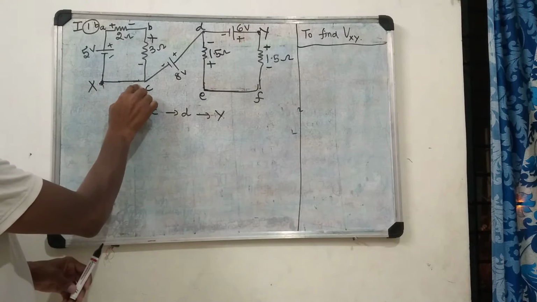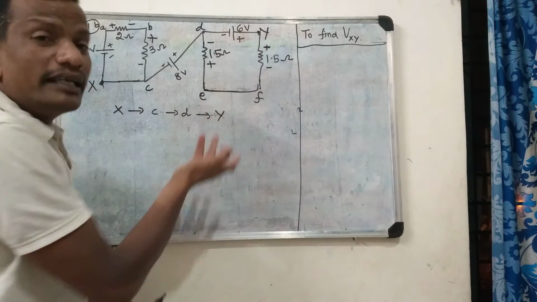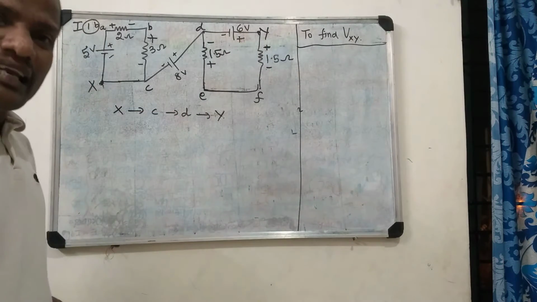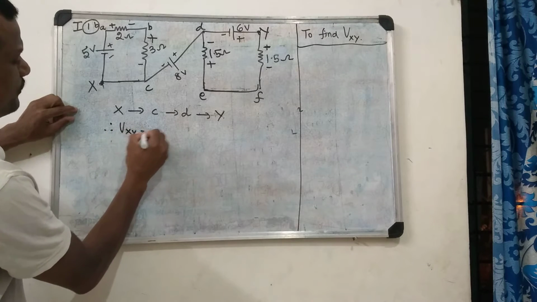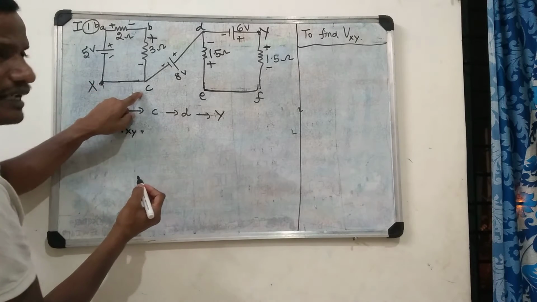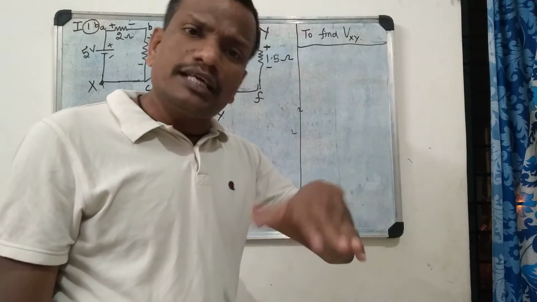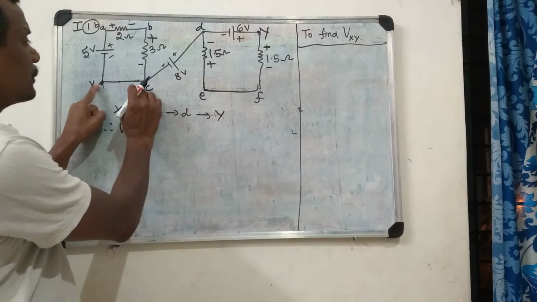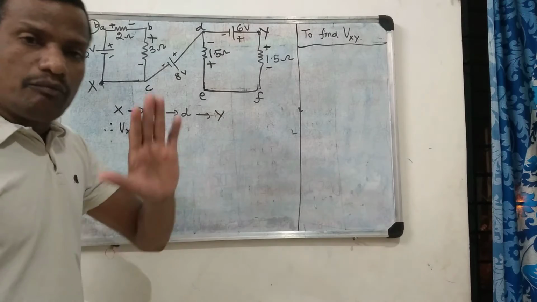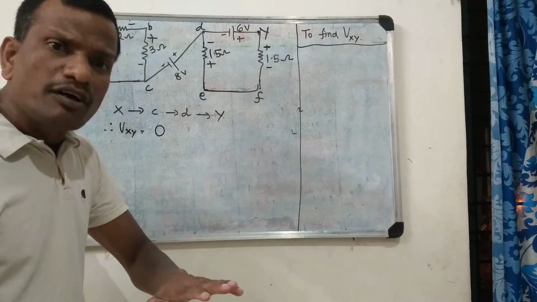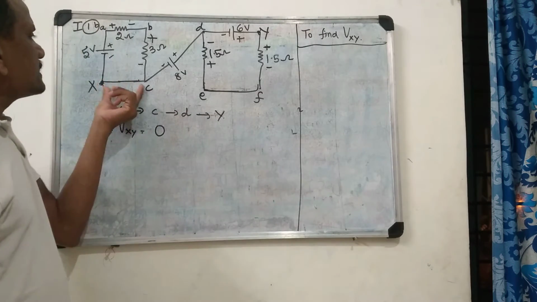X to C, a line. C to D, only the battery. D to Y, again only the battery. Therefore, Vxy is equal to: from here to here there is no resistance, no voltage drop, no voltage rise. Therefore, the contribution of this portion is 0, because a voltage drop or rise is possible only if a resistance is present. So here it is 0.